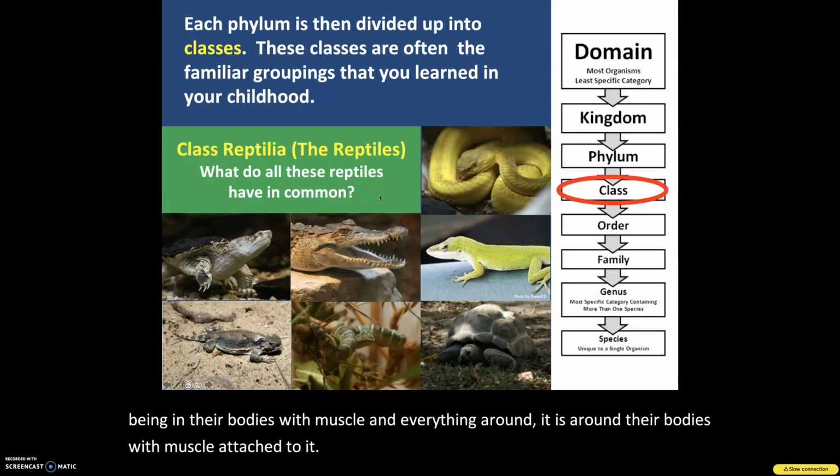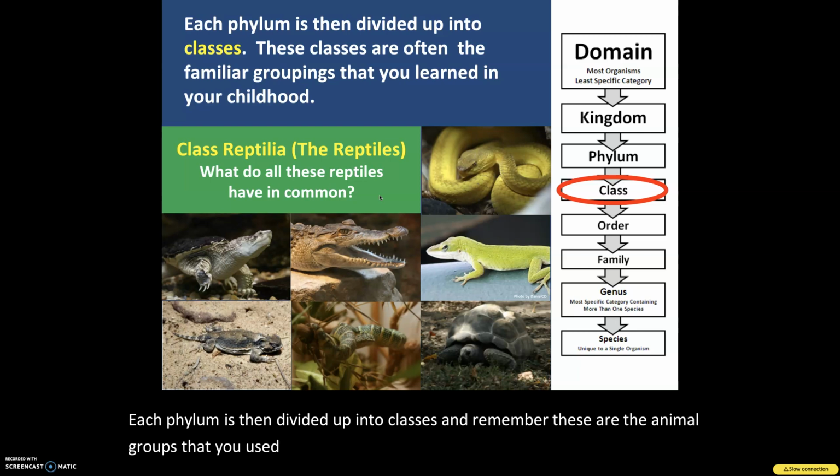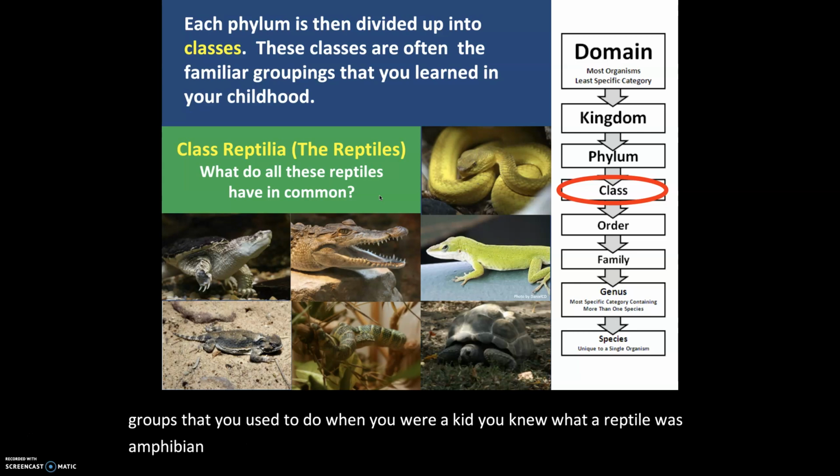Each phylum is then divided up into classes. And remember, these are the animal groups that you used to do when you were a kid. You knew what a reptile was, an amphibian, a mammal, a bird, and a fish. Okay, so those are your classes in the animal kingdom.